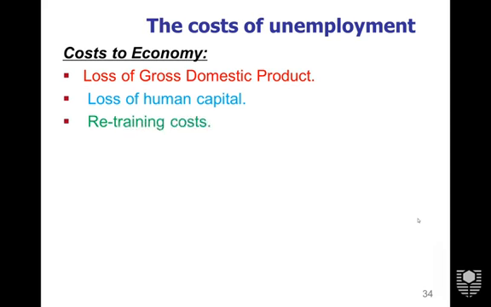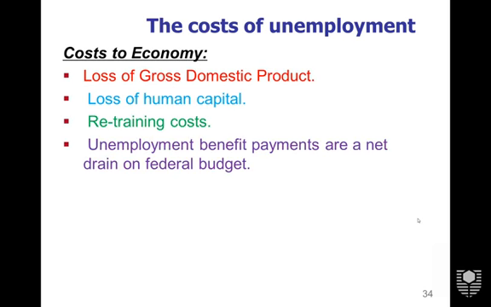Retraining cost. If I become unemployed for 2 years and get back to work after 2 years, I basically need training again. So that is a cost to the economy. When people return to work after 5 years, 4 years, 6 months, or after some time period, we need to retrain those people and spend money on them. And unemployment benefits are basically a net drain on the federal budget and a burden on the economy.